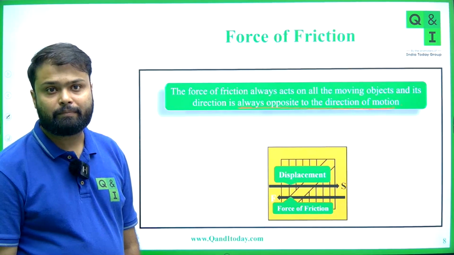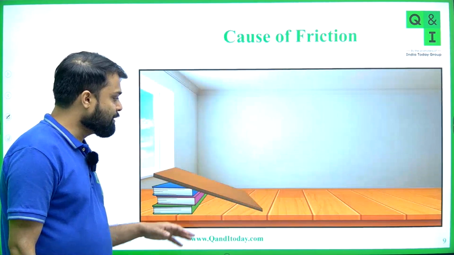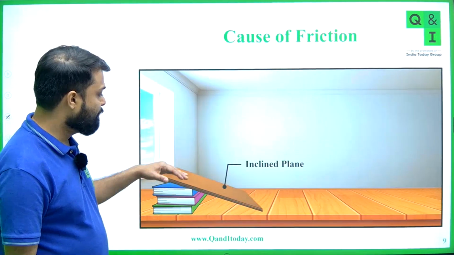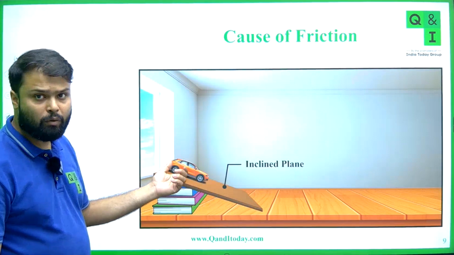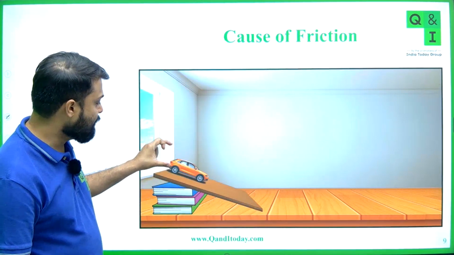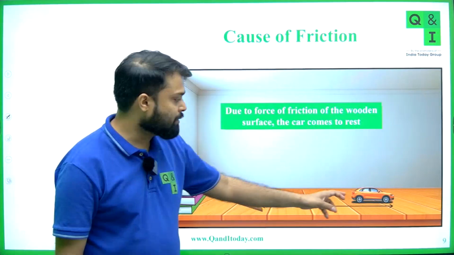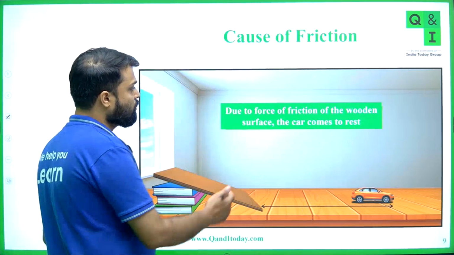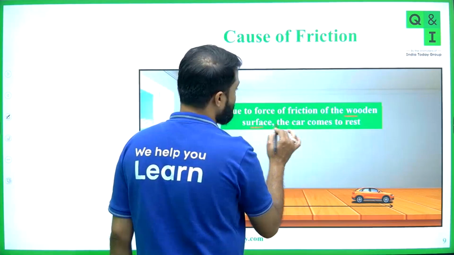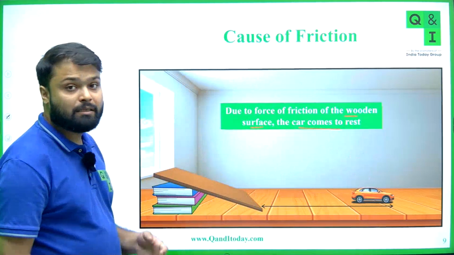Yes, sir. Okay, clear. Now again we see an activity. Suppose we have an inclined plane, and suppose there is a toy car. Now when we release this car, what will happen? It will travel some distance, and let's say it will come to rest after traveling this distance. So due to the force of friction of the wooden surface, the car comes to rest.